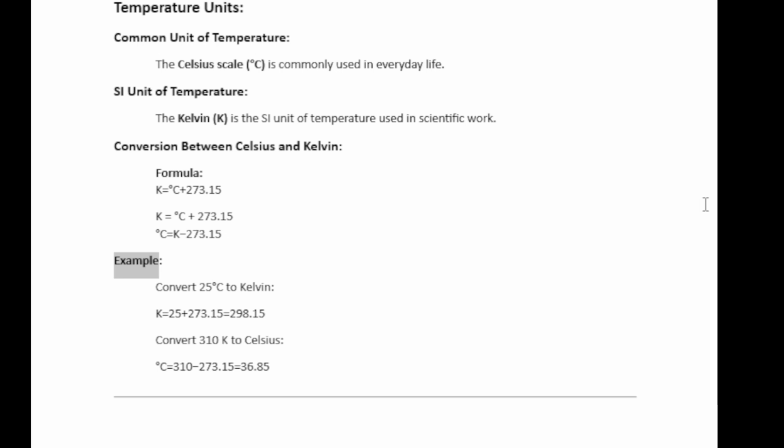Example: convert 25 degrees Celsius to Kelvin. K = 25 + 273.15 = 298.15. Convert 310 K to Celsius. °C = 310 − 273.15 = 36.85.